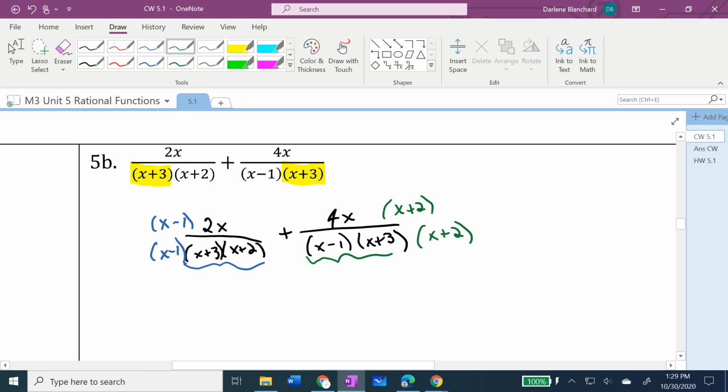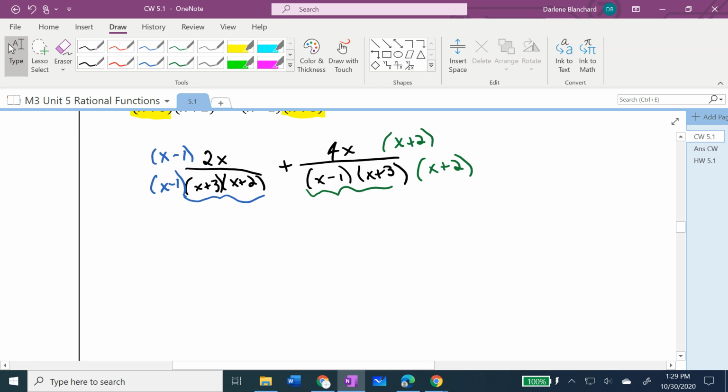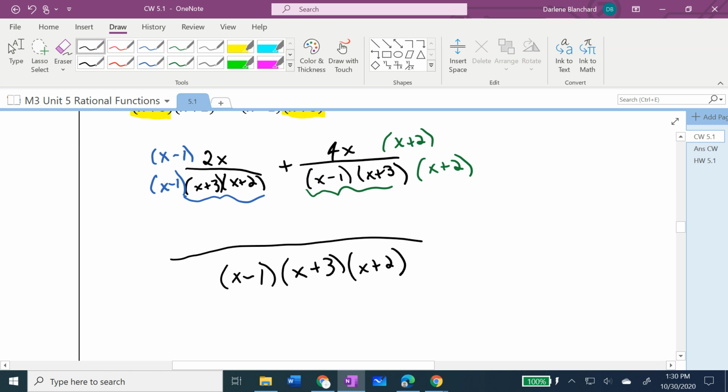You really do not want to multiply those 3 factors in the denominator if you don't have to. So don't. If you find the least common denominator, there is no simplification you're going to have to worry about after you get through the next step. So now, if it's okay, I'm just going to write that big giant denominator once. And then the numerators are ready to add together.